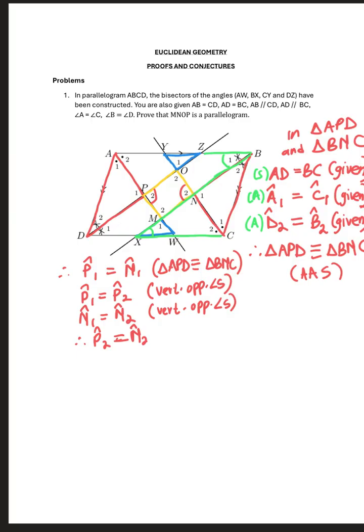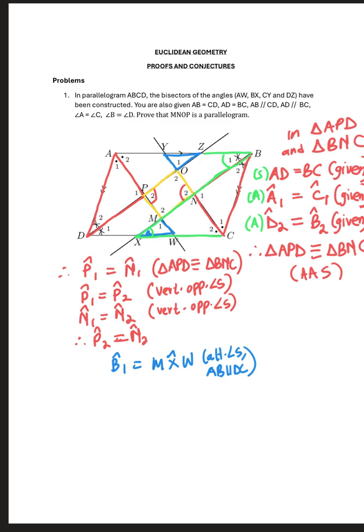So angle B1 is equal to angle MXW. Reason: alternate angles because AB is parallel to DC. So then we know this angle here in this triangle is the same as B1. And then what other angle?